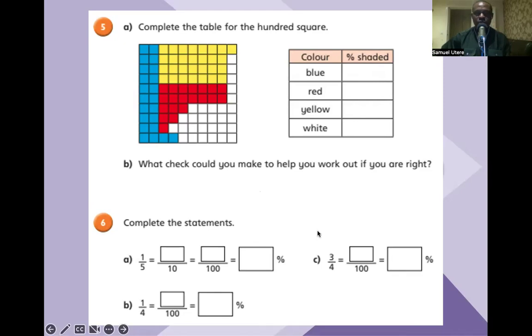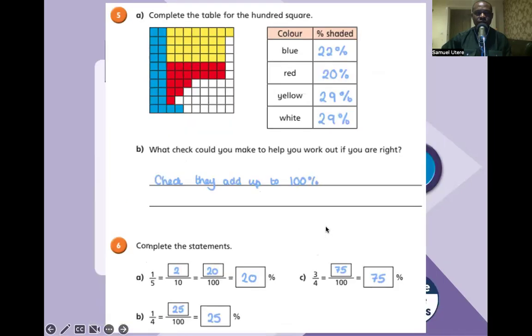Assuming you've paused the video and worked through this, you worked really hard, well done. Here are the answers. Here you were asked to complete the table for the 100 squares. And by now, you should know how to count the squares. Next, you were asked, what check could you make to help you work out if you're right? Well, if you're right, all the percentage values will add up to 100%. Because remember, 100 out of 100 is 100%. Yeah, 100% is a whole.